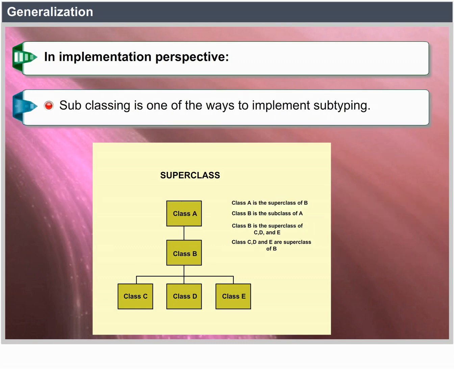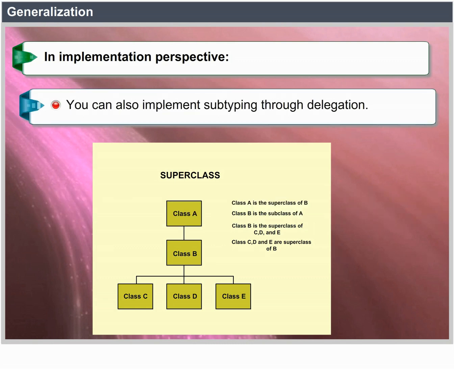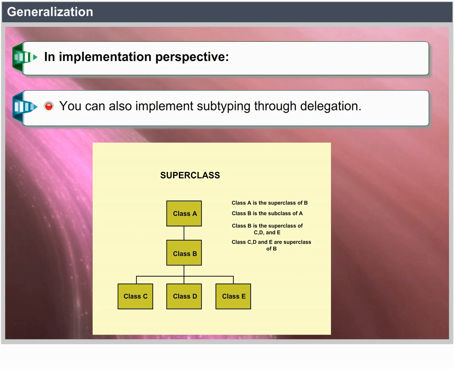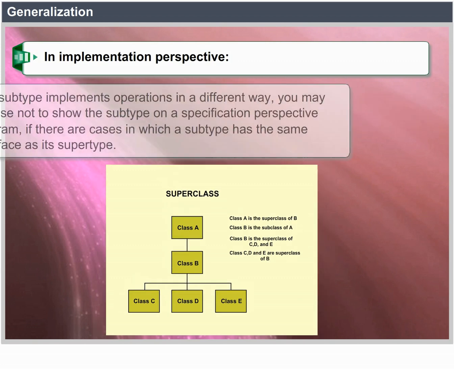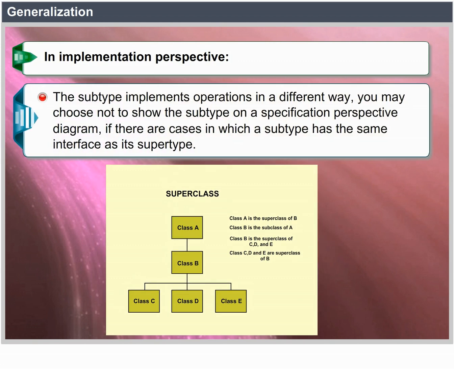Subclassing is one of the ways to implement subtyping. You can also implement subtyping through delegation. With either of these forms of generalization, you should always ensure that the conceptual generalization also applies. The subtype implements operations in a different way. You may choose not to show the subtype on a specification perspective diagram if there are cases in which a subtype has the same interface as its supertype.